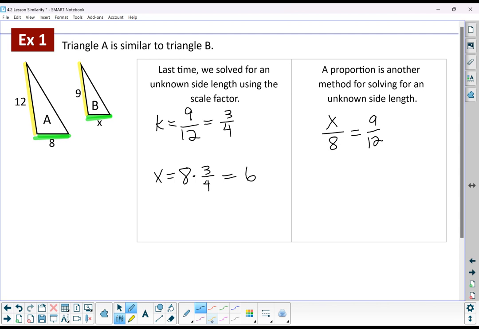So we now have an equation with an x in it, and we want to solve for x. Well, in this equation, x is being divided by 8, so we multiply both sides by 8. This one is canceled out, and we get that x is equal to 9/12 times 8, which is equal to 6, and you could use your calculator. And so, of course, we get the same answer just with two different methods. So you can probably see the parallels between the two. This idea is basically to just not calculate k directly, but just use proportion. And that's what we're going to do going forward in this lesson.